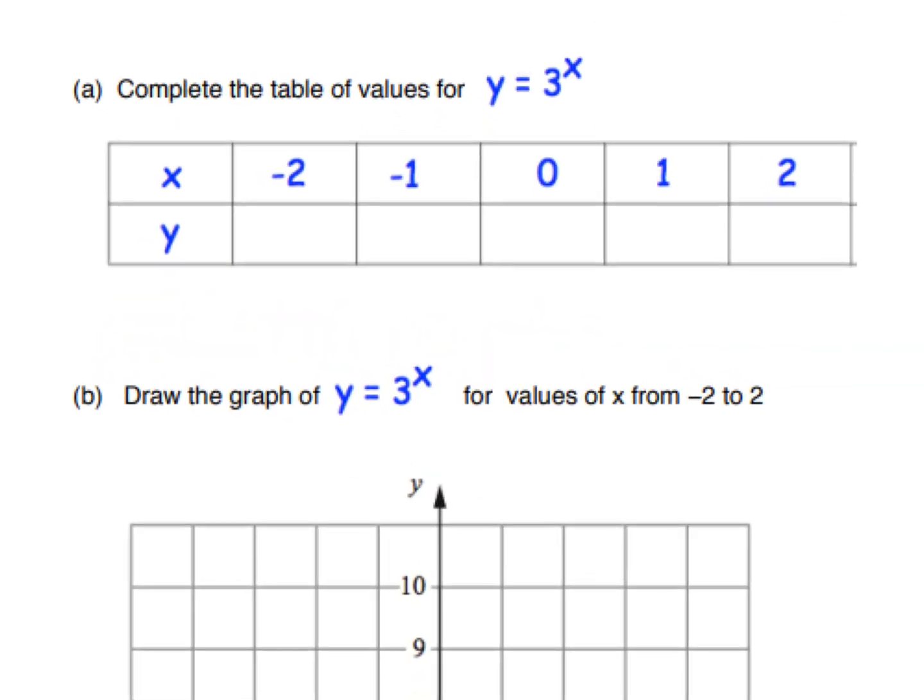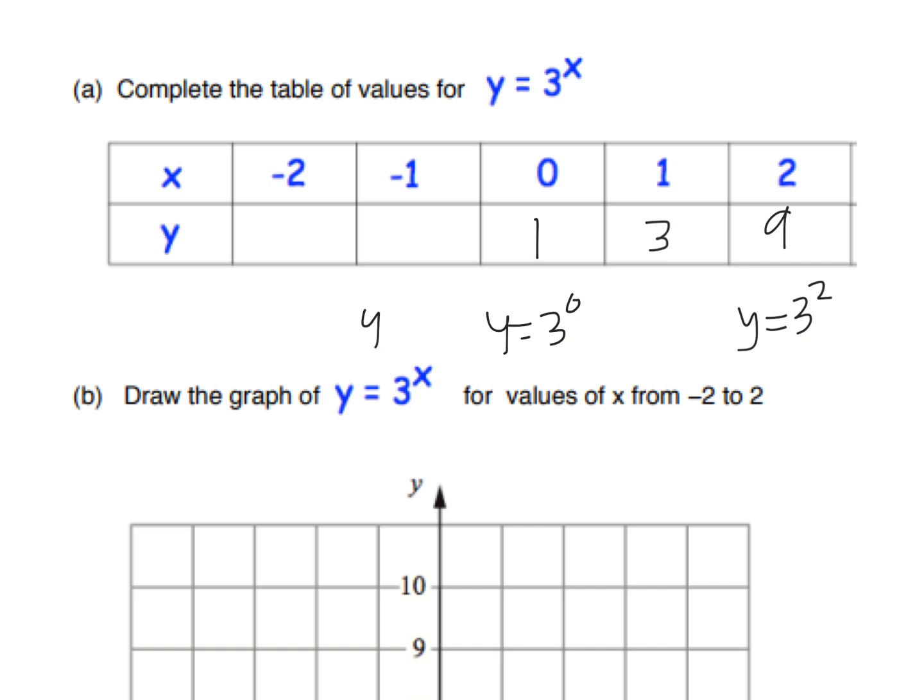We have to complete the table of values for y equals 3 to the power of x. I prefer to start off with the positive numbers, just easier. So we put x is 2 in there. So that first one we're doing y equals 3 squared. That would be 9. If we put in 1, that would be y equals 3 to the power of 1, which is 3. If we put in 0, we're getting y equals 3 to the 0. Any number to the power of 0 is 1.